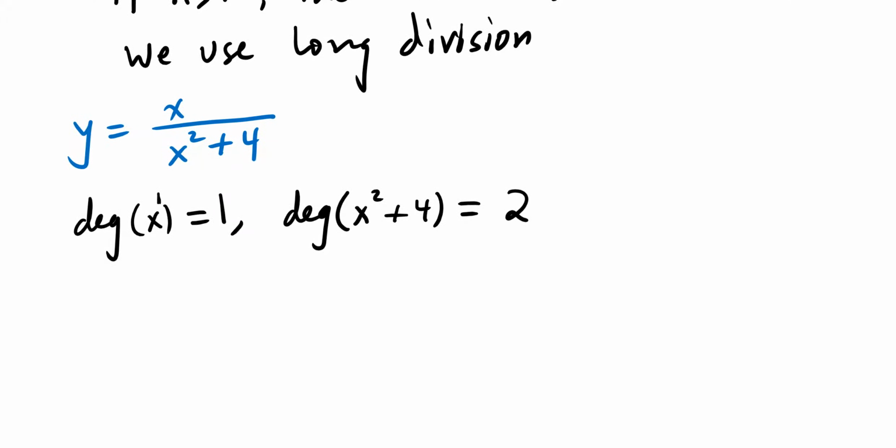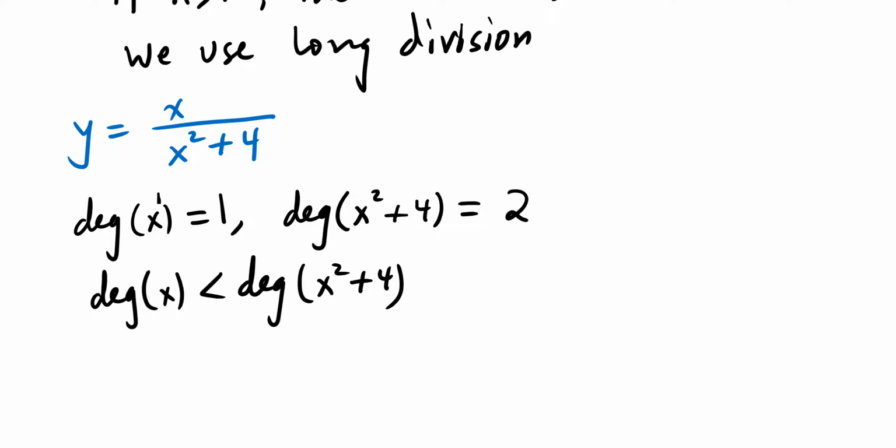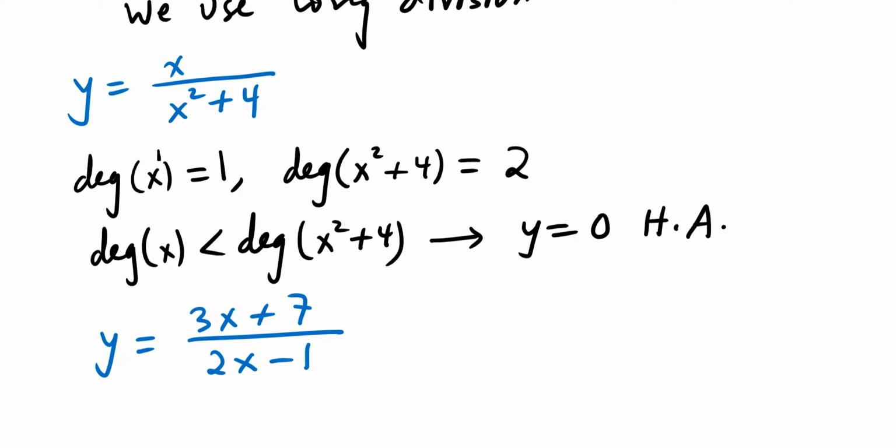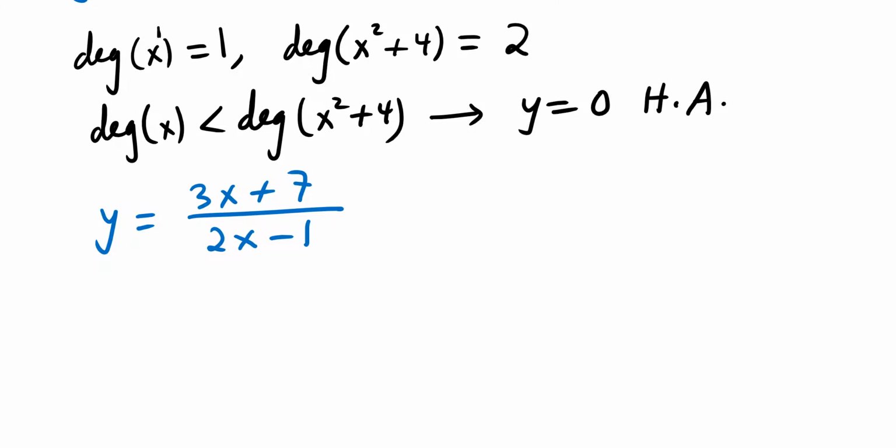So notice the top is less than the bottom. So the degree of x is less than the degree of x squared plus 4. That tells us y equals 0 is automatically a horizontal asymptote. No slant. Automatically means no slant. What about another example? 3x plus 7 over 2x minus 1. Well, again, notice how the degrees are the same, so that means y equals 3 over 2 is a horizontal asymptote. No slant.